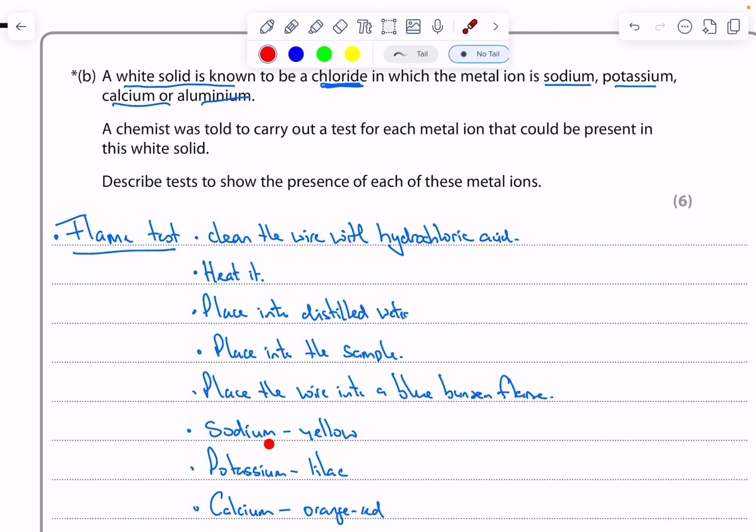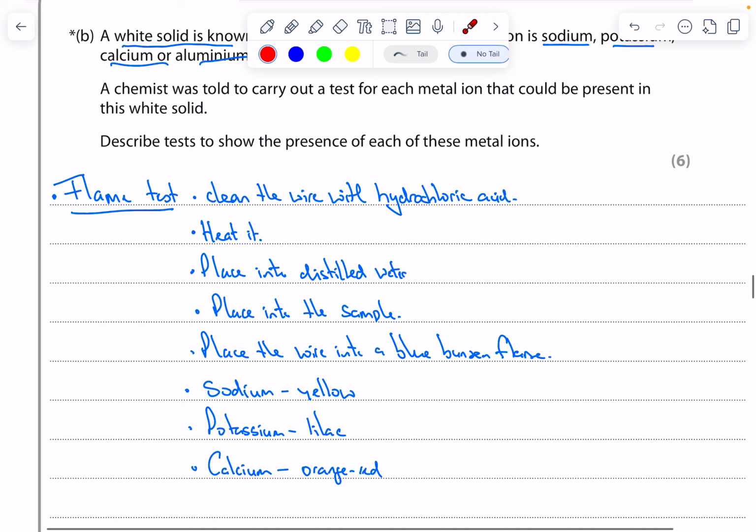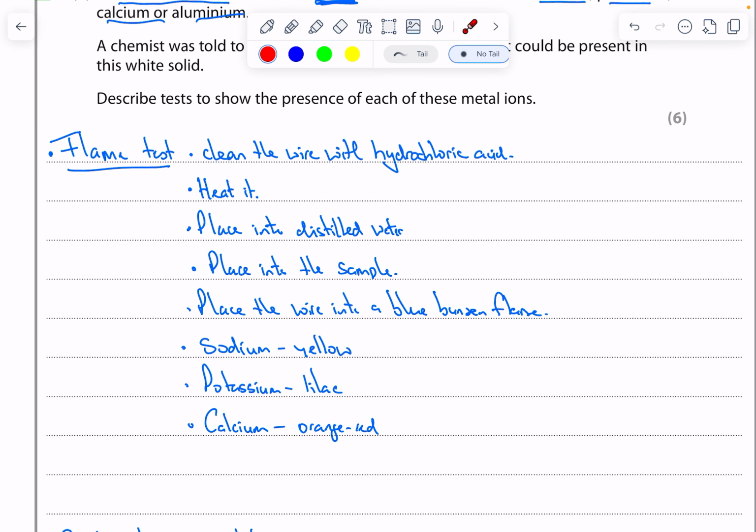If it is sodium, the flame will become yellow. If it's potassium, you get a lilac coloured flame. If it's calcium, you get this orange-red coloured flame. All bullet points that we've got here need to be listed, including saying that this would use a flame test.